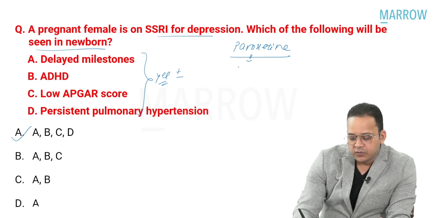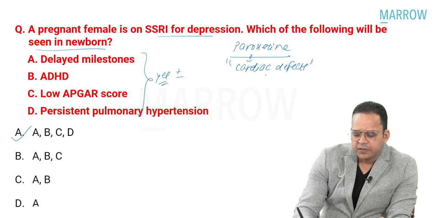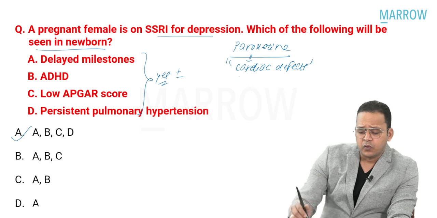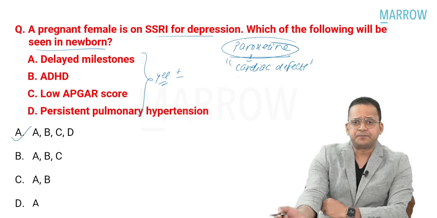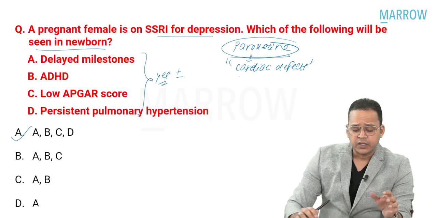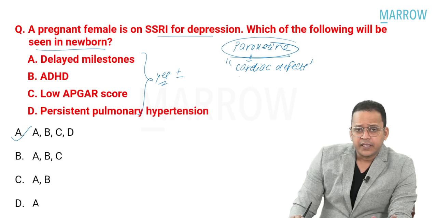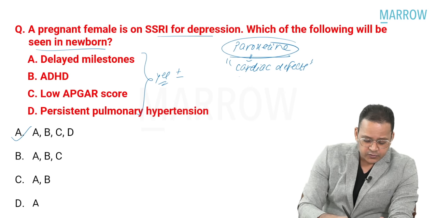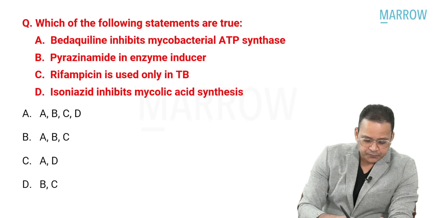paroxetine has been seen to cause cardiac defects. Mostly the septal defects can be seen with paroxetine. So the most teratogenic one is paroxetine. So A, B, C, D, all of them can be seen with these drugs, right? So this is the answer.